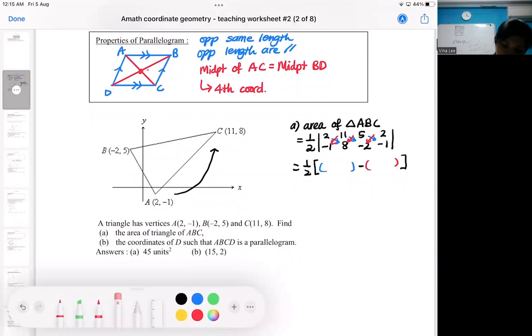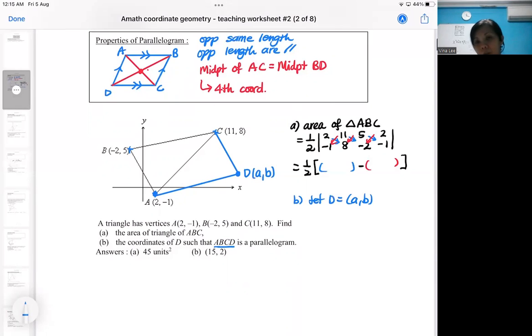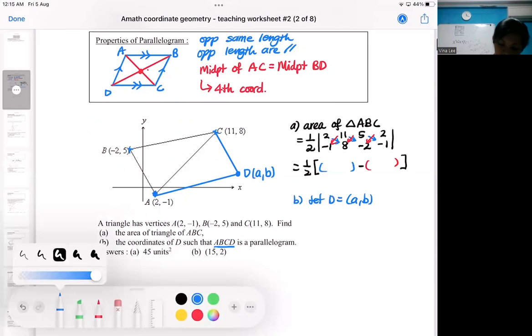Now, the next part is to find the coordinates of D. When you do this, make sure you follow alphabetical order, so A, B, C, D will be somewhere here. D will be somewhere here. Usually I will let D be (x, y), or (a, b). We did this in the first teaching worksheet, so that's just a recap.